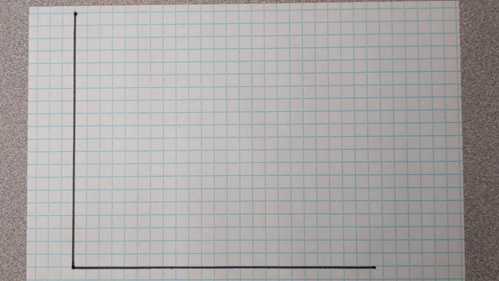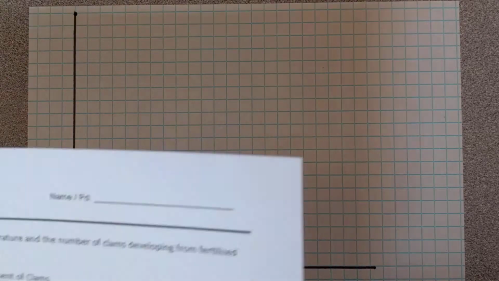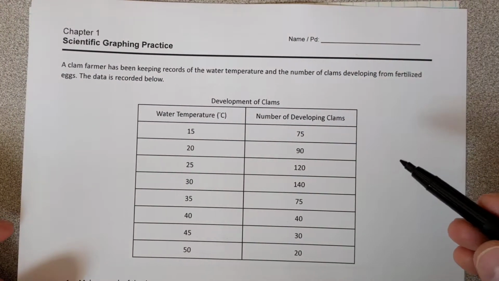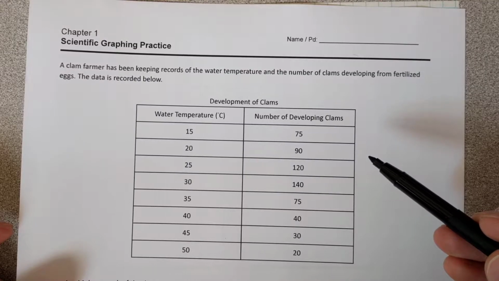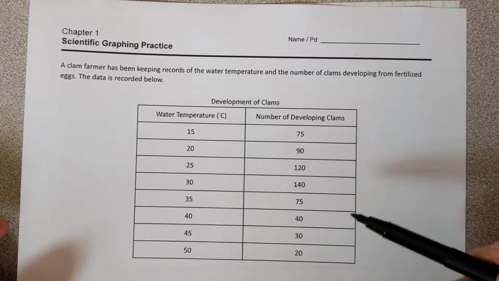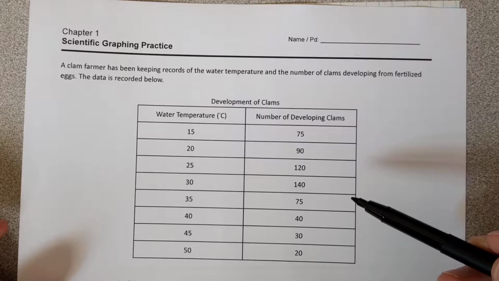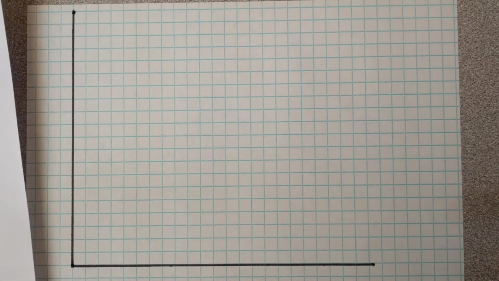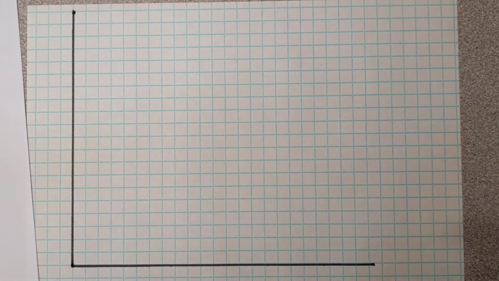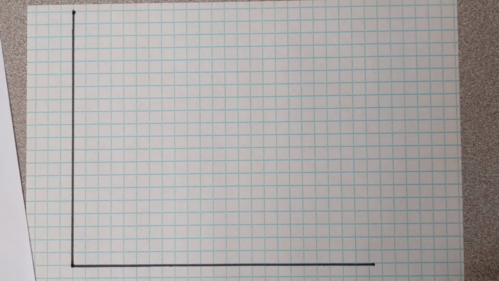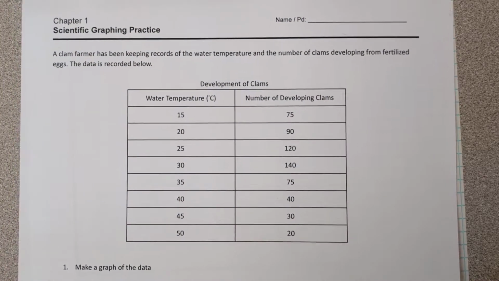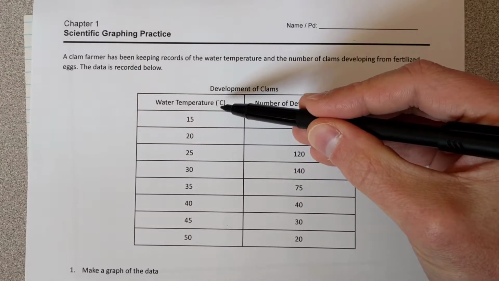Now we're going to be graphing this data here, which is the water temperature versus the number of developing clams. So you want to make sure you have this out in front of you. This is the data that we're going to be looking at. Okay? Our x-axis has water temperature on it. So it looks to me, if I take a look at this data, this is going to be our x-axis.